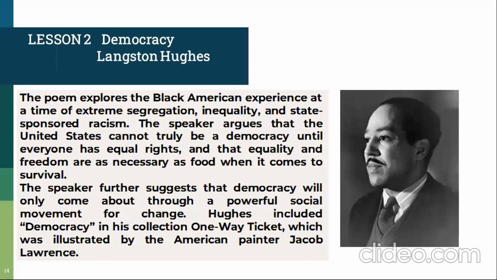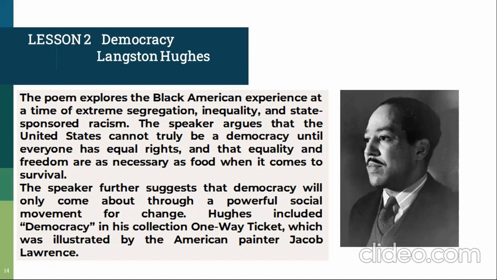Lesson number 2 is a poem titled Democracy, composed by Langston Hughes, a famous American poet, activist, and playwright. This poem explores the Black American experience at the time of extreme segregation, inequality, and state-sponsored racism. The speaker argues that the United States cannot truly be a democracy until everyone has equal rights, that equality and freedom are as necessary as food when it comes to survival.